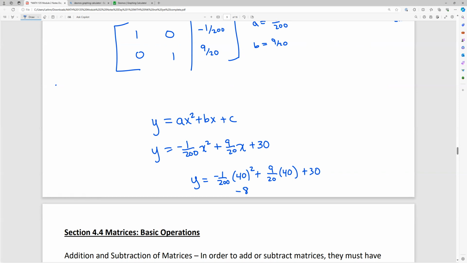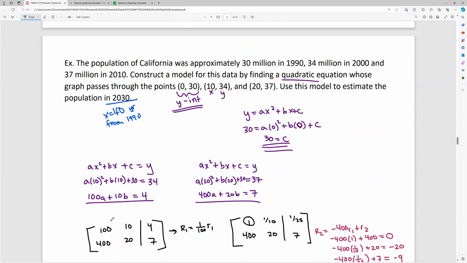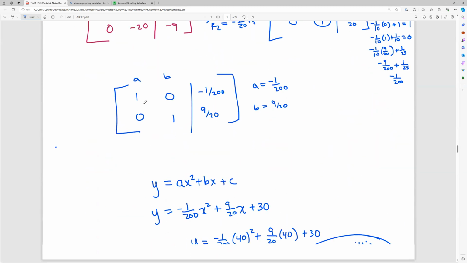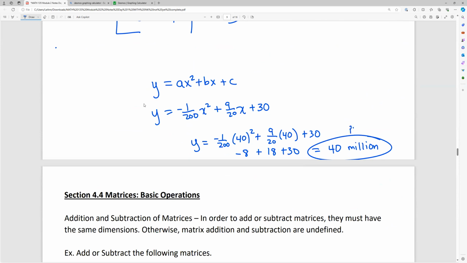Okay. 20 goes into 42 times, so that's going to be 9 times 2. So that's going to be 18 plus 30. So that's 10 plus 30. That means we would have approximately 40. I believe we were in millions for the number of people they estimate would be living in California as the population of California for 2030. So they're estimating the population of California in 2030 based on the model that we came up with.